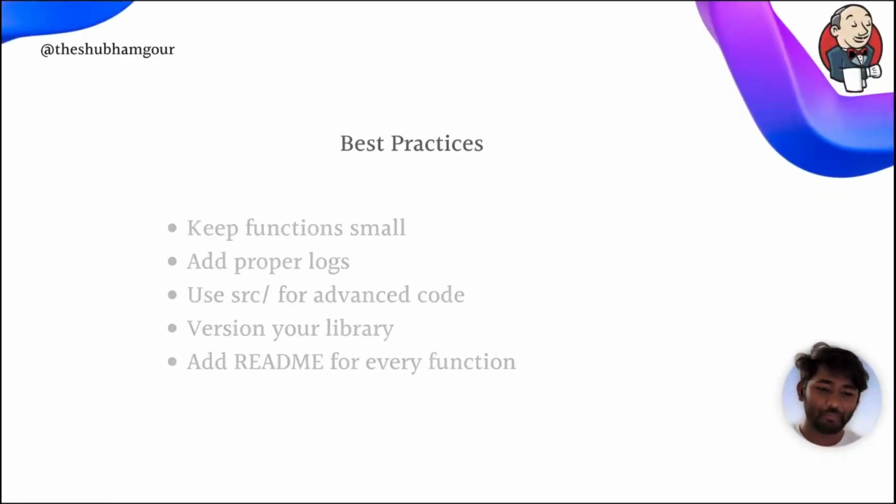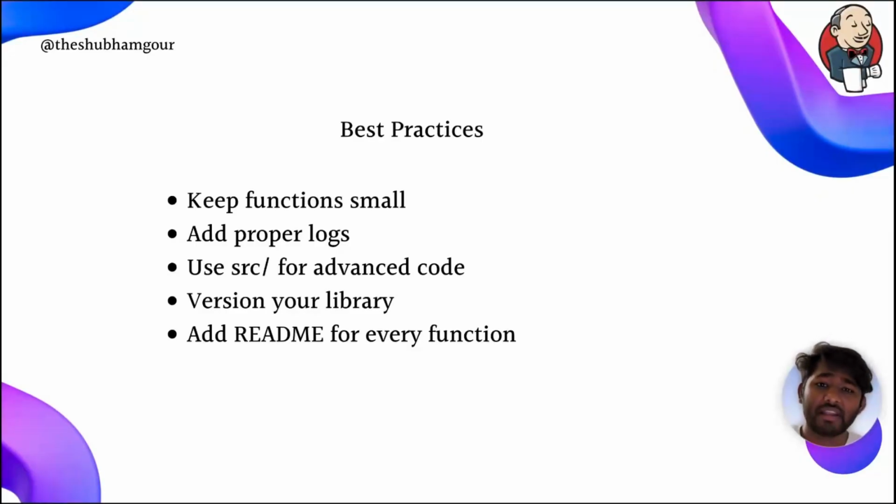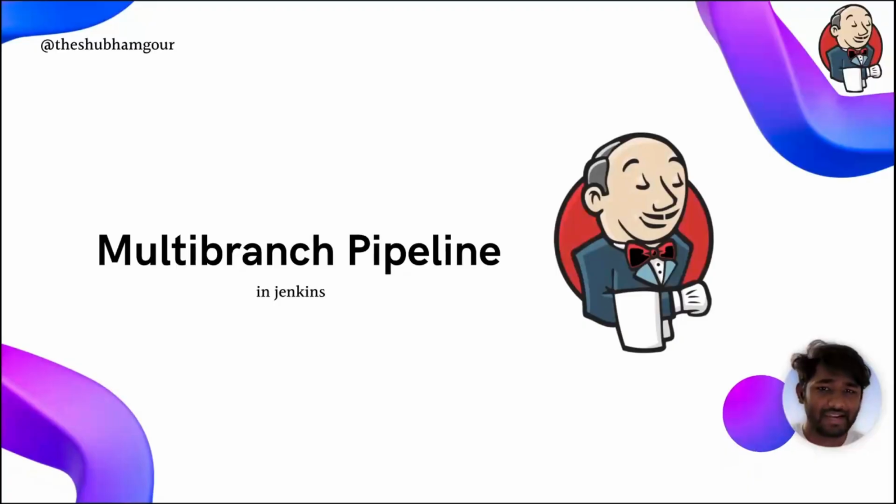All right. So next thing is, what are the best practices when it comes to shared libraries? First, keep all the functions small. Second, you have to add proper logs. Third, use src for advanced code. Fourth, version your library and add a README for every function. Because let's say if you're not present, you should be aware, and the team should be aware, what that function actually does, right? So these are a few best practices when it comes to shared libraries.